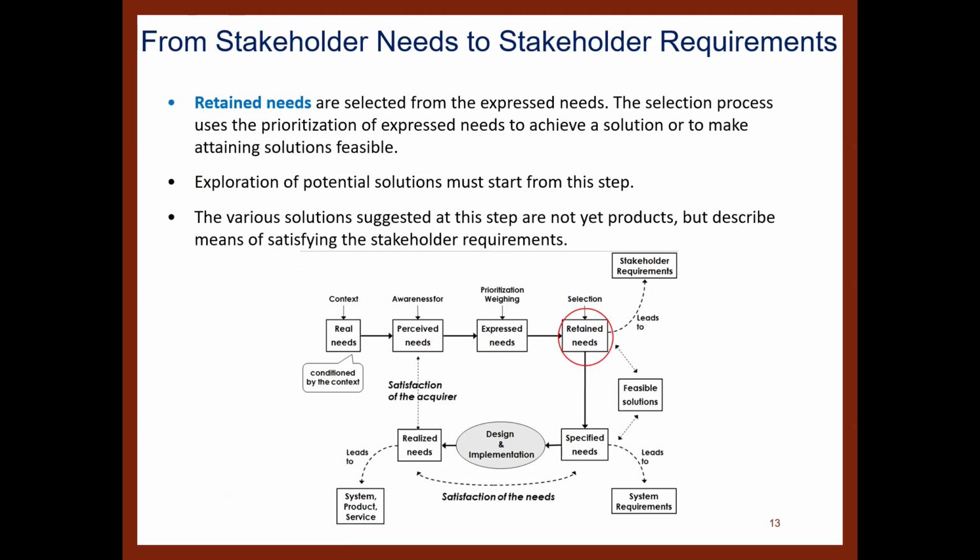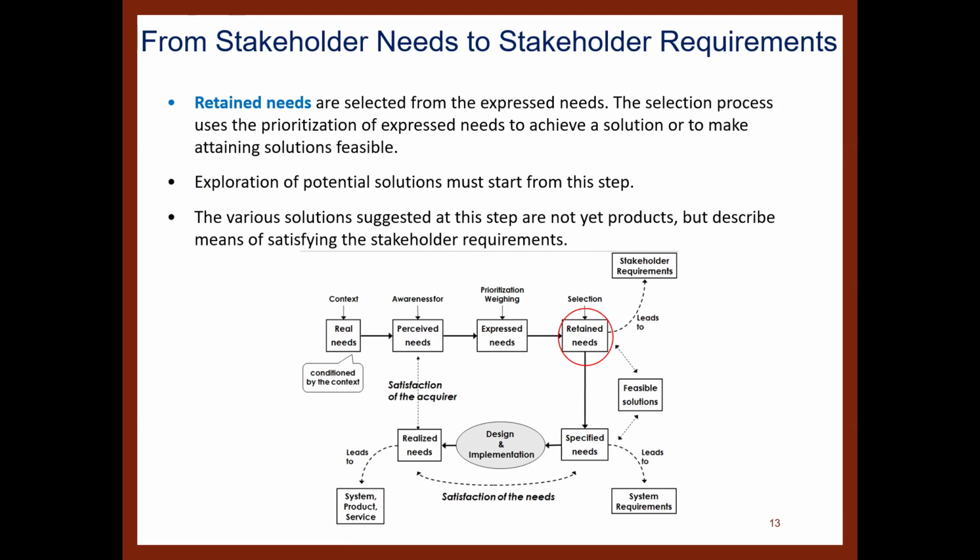Okay, so from the retained needs, we establish our stakeholder requirements. Potential feasible solutions might also be visualized at this point. But from there, we can also move into the specified needs, which are the translation of the stakeholder needs to represent the views of the supplier, keeping in mind the potential, preferred, and feasible solutions. These are the needs that we use to translate into what the system has to do, the system requirements.